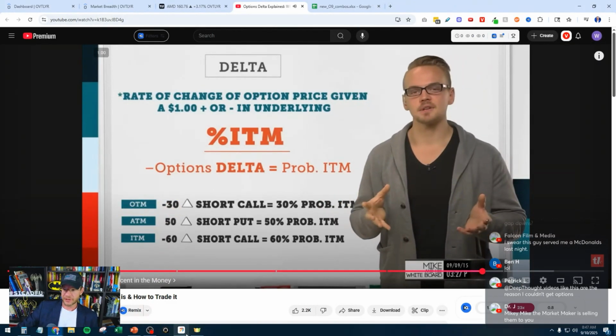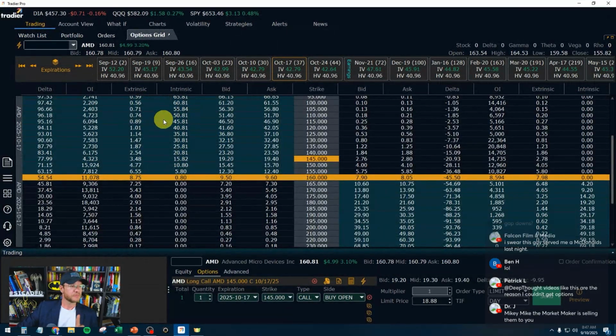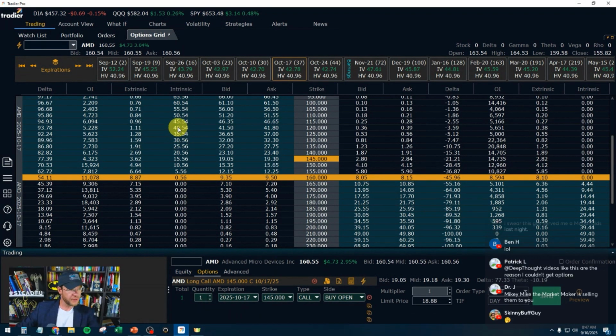Because remember, our goal is to what? Pop quiz, answer in the chat. Our goal is to maximize what value on the options chain?